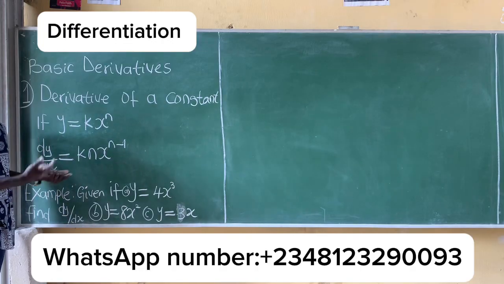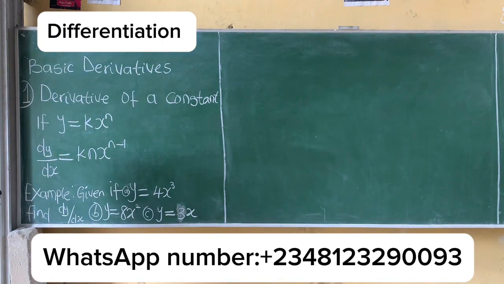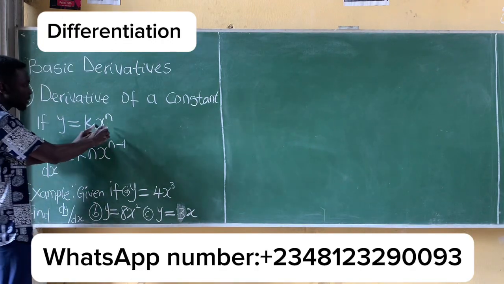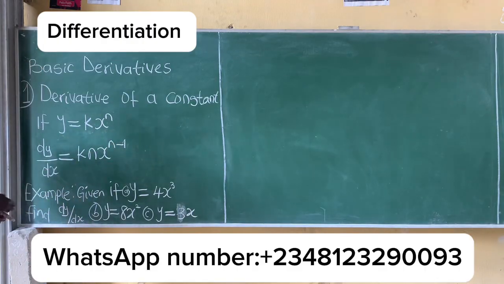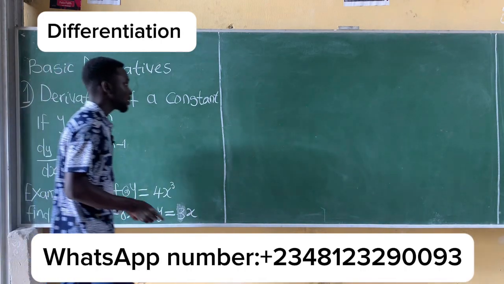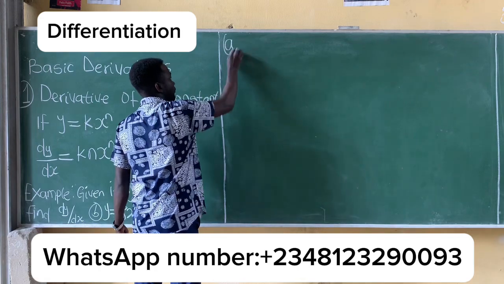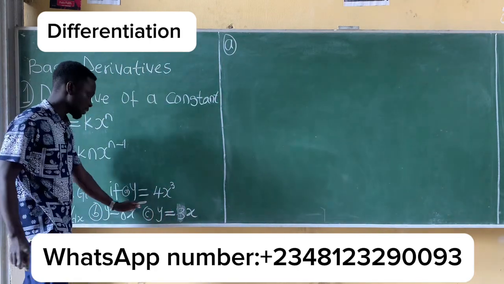Remember, we have talked about the general method of differentiation, whereby y is equal to x raised to the power of n and dy/dx is just equal to this. So let's apply, let's write the derivative of y when the constant is involved. So example, let's look at the first one, a. Now a says that y is equal to what?